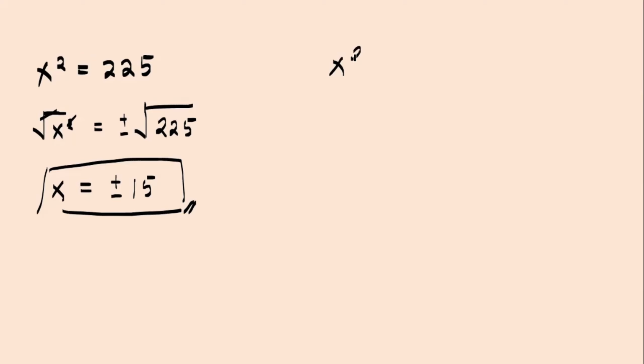x squared minus 100. Okay, so x squared minus 100 is equal to negative 36. Okay, so x squared minus 100 is equal to negative 36. Okay, so tanggalin lahat ng kasama ni x. Itong constant term, which is negative 100, kailangan nating mailipat dito sa right-hand side. Okay, so that is x squared is equal to negative 36.